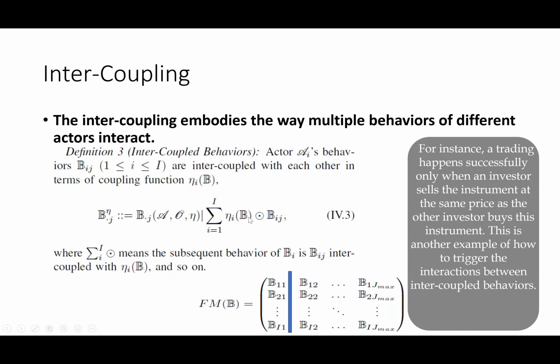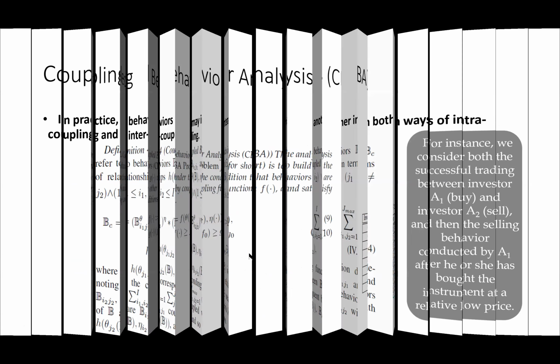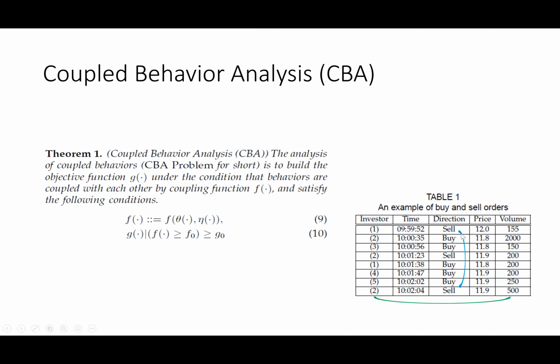And then we also have to model the vertical relation, which means the relations between the behaviors at the same time window from different traders, investors, and then combine them together to model not only the within-trader but also the between-trader behavior, and then group them together and build an objective function to model the horizontal and vertical relation.